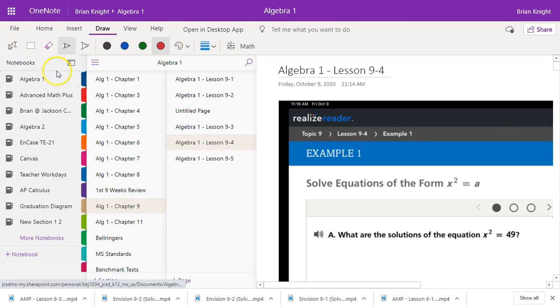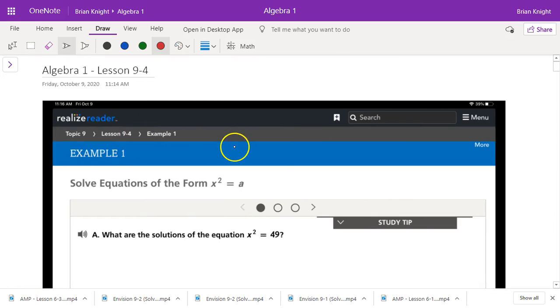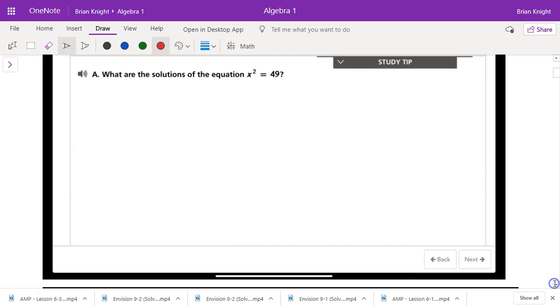One more time, we are going to do solving some more quadratic equations here. Today we're using square roots as well as the quadratic formula. All right, so example one, real quick. Hopefully you already know how to do this.